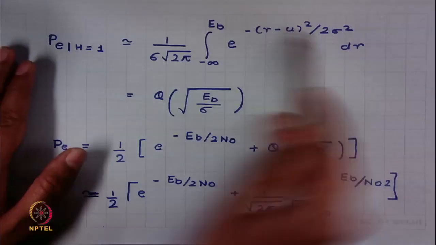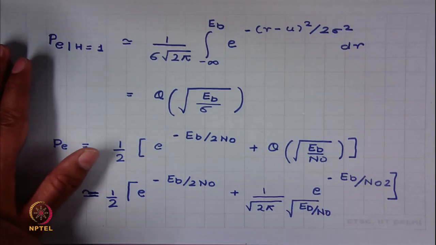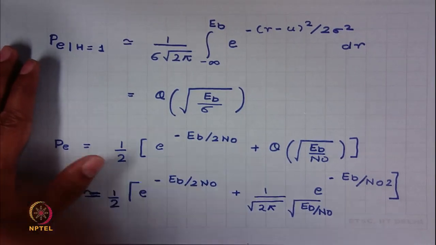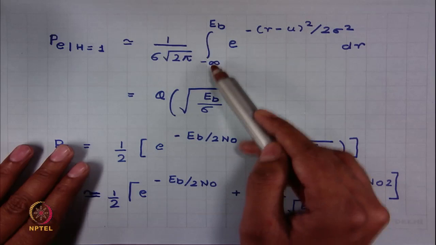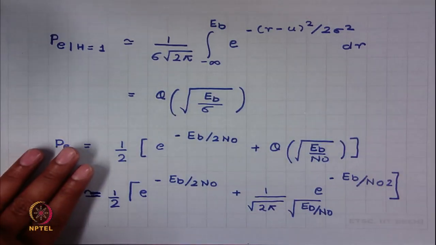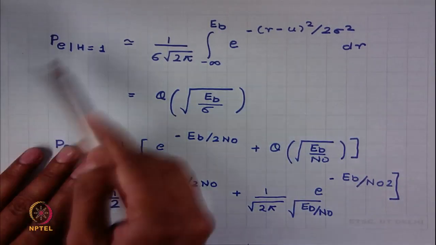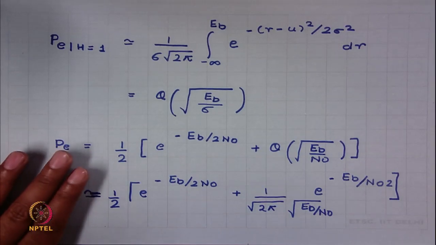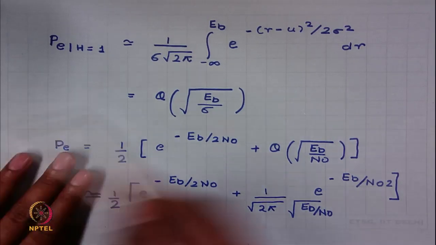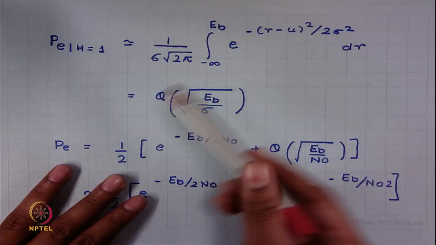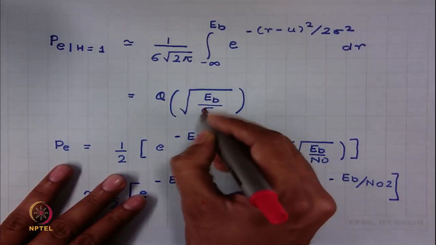So, we have just replaced the Rayleigh PDF with Gaussian PDF, and then we have to integrate this between minus infinity to E b. Then we can get the probability of error given hypothesis 1 is transmitted, and this is q of root of E b by n naught.